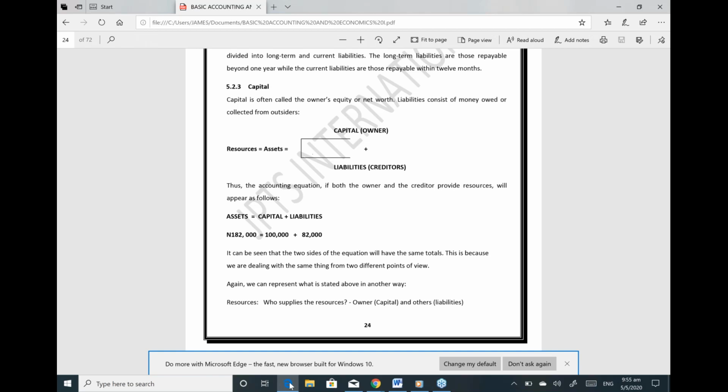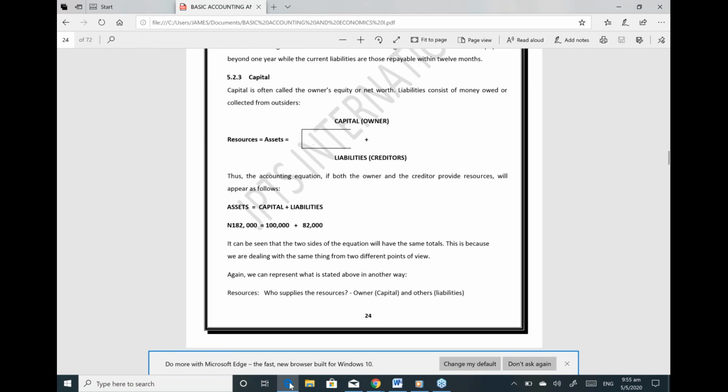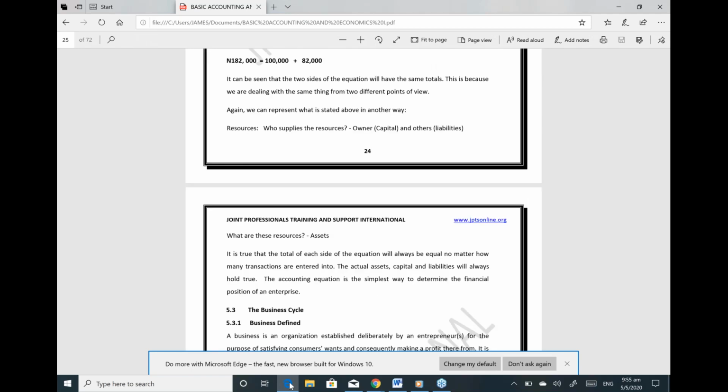Then we look at assets. Asset is 182,000. It's equal to 100,000, the capital, plus 82,000, which is the liabilities, and that gives us 182,000 naira. It can be seen that two sides of the equation will have the same total. This is because we are dealing with the same thing from two different points of view. That means on the asset side you have 182,000, and on the liabilities side you also have 182,000.